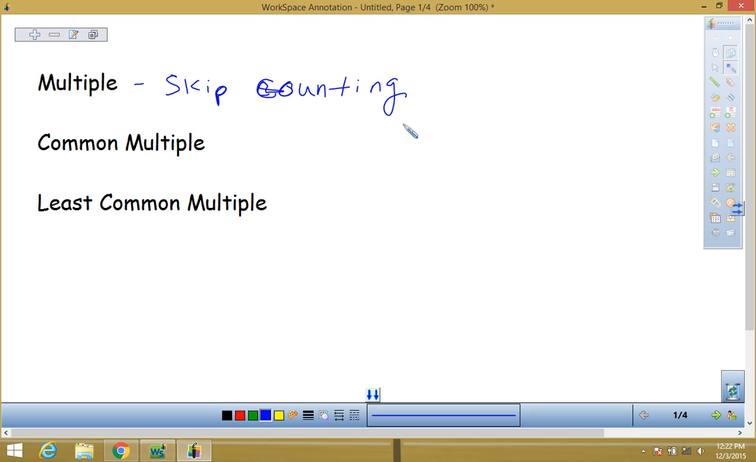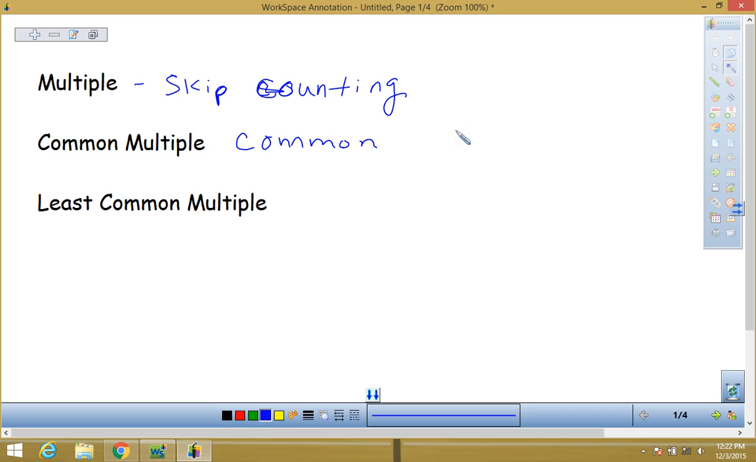So in common factors, it was finding all the factors between 2 or more numbers, right? And there was an end set of that data, correct? Like if we had 32 and 48, there wasn't going to be a number bigger than 32 and 48, right? There was an end to it. With multiples, there's not an end. It keeps going. All right? So these are what they have in common.